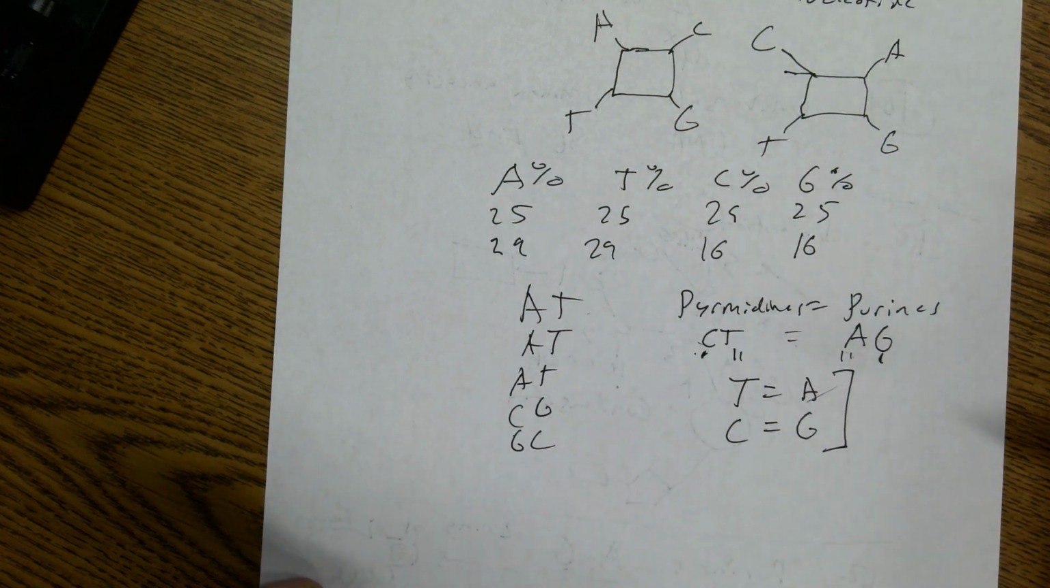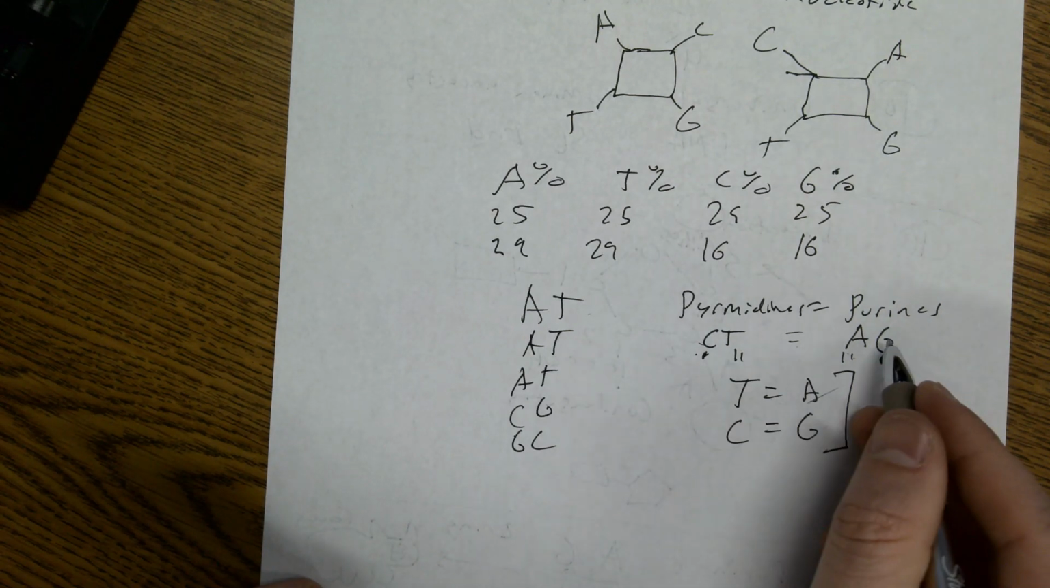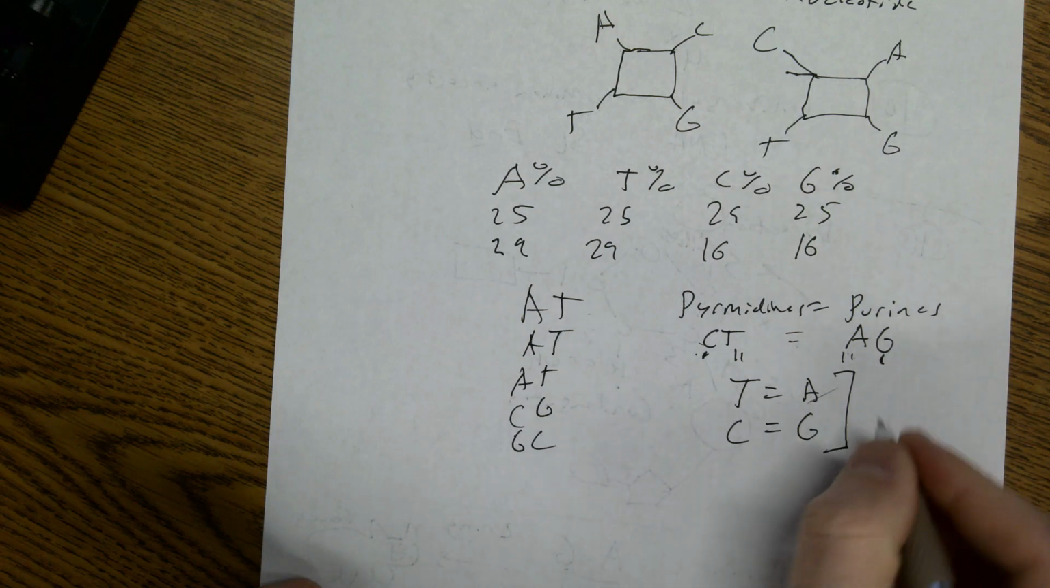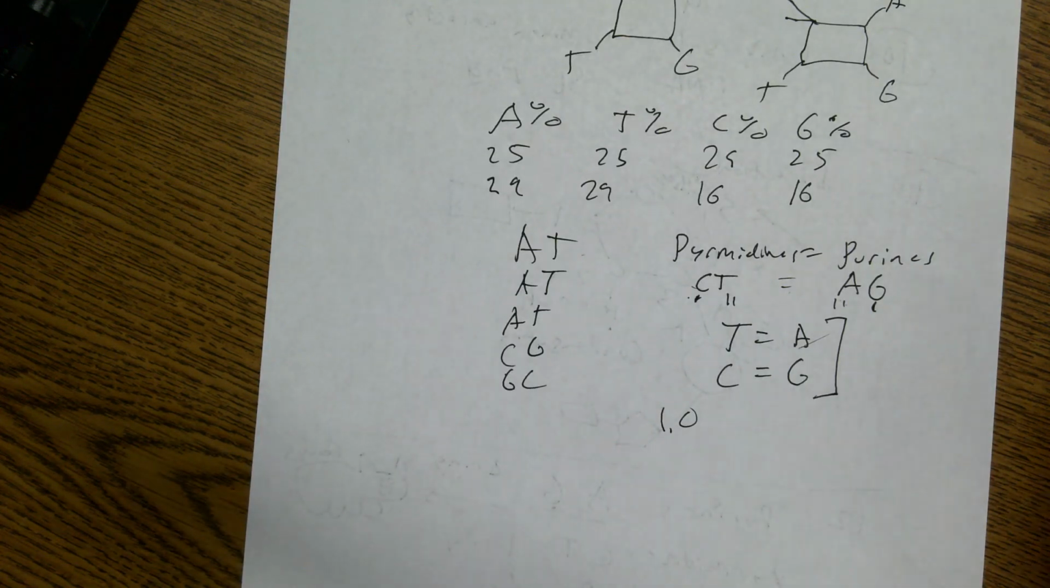This is another example of something that could show up on paper 1. All right, so he found this. Purines and pyrimidines are equal, and then T is equal to A, C is equal to G. They have ratios that are close to 1 when you compare them. And that is the A1.2 standards.